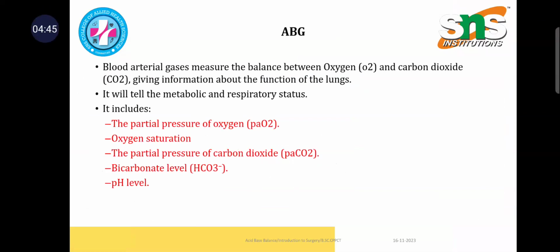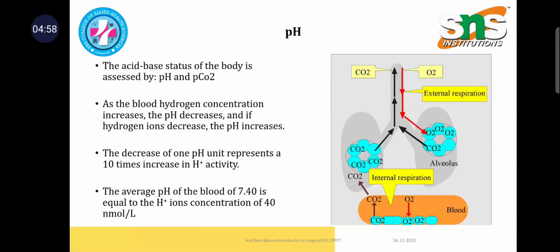What will be there in the report is the partial pressure of oxygen, oxygen saturation, partial pressure of carbon dioxide, bicarbonate level, and pH level. So what is pH? It is the status of our acid-base balance. How our body maintains this acid-base equilibrium is called pH. The normal pH of blood is 7.40.